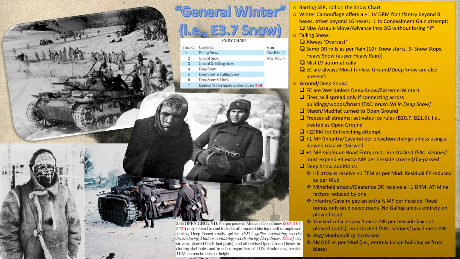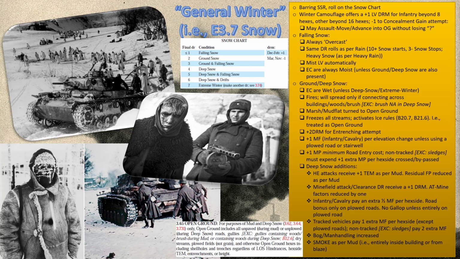For ground and deep snow, they share similar rules. There's some additions for deep snow, which we'll cover in a second. So basically, EC are always going to be wet, unless it's deep snow or extreme winter. Obviously, things will be frozen or frigid. Fires will only spread, much like with mud, across buildings, woods, and brush hexes if they're connected. And in deep snow, brush is actually turned into open ground, as is marsh and mud flats for ground and deep snow. Now, ground to deep snow will freeze all streams, and it does activate those Chapter B ice rules. And basically, it treats that as open ground. It'll still be a level below, unless, of course, it's a flooded river or pond, in which case it will be a higher level.